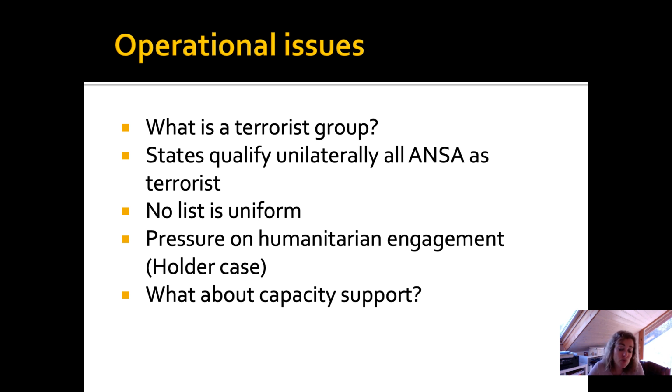Then this creates a pressure on humanitarian engagement. We have seen last week how the international community thought it was important to engage armed groups for a better respect of IHL and to enhance the protection of the civilian population that might be in the hands of those armed groups. But by categorizing an armed non-state actor as a terrorist organization, it will prevent humanitarian engagement. And we will go into more detail in a few slides.